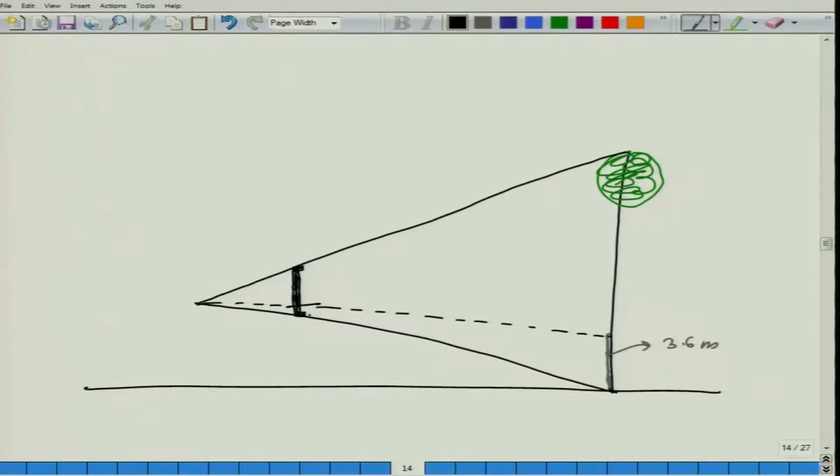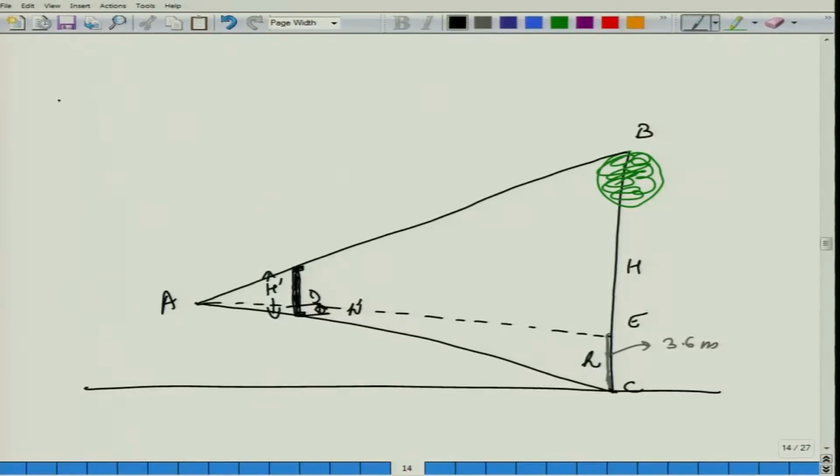So, suppose this length is h prime and the total length of the hypsometer is capital H prime. Suppose the height of the tree is capital H and the height of the staff is small h. So, in this situation, let us label the triangles: A, B, C, D and E.